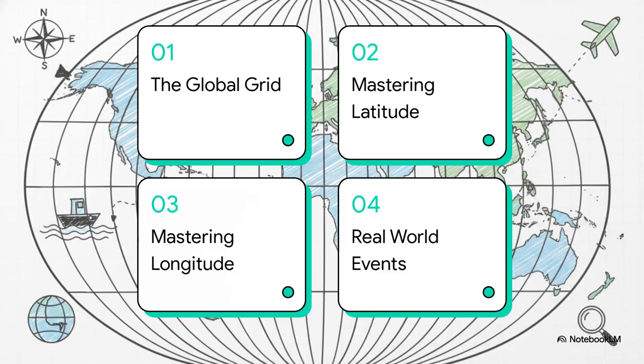Let's go. Here's the roadmap for our expedition. We're going to conquer 4 specific zones today. Zone 1, the global grid system. Zone 2, mastering latitude lines. Zone 3, mastering longitude lines. And finally, Zone 4, mapping real-world events. We've got a lot of ground to cover, so let's not waste any time.